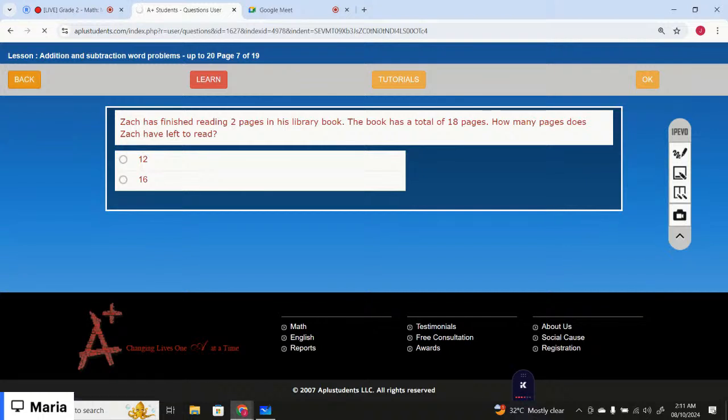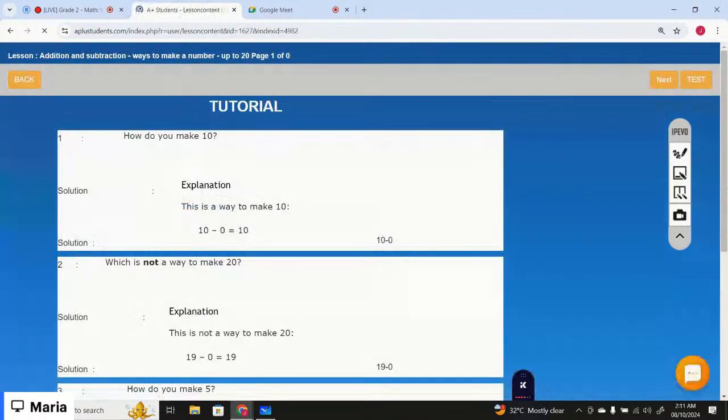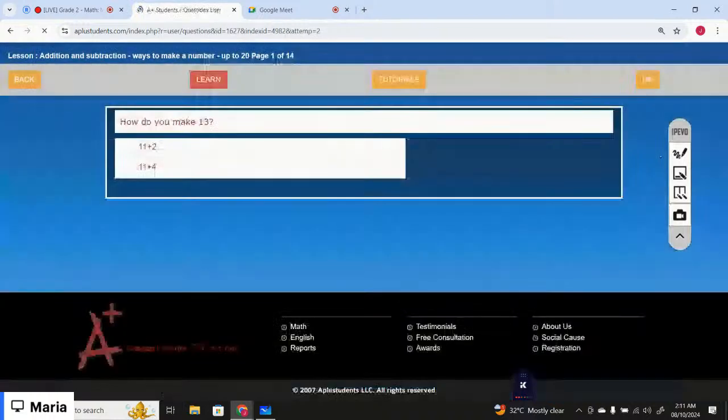And the next lesson is addition and subtraction ways to make a number up to 20. Let's just start with the next lesson. Okay, the next one is how do you make 10? So basically, you are given four options. You have to select the option that makes 10, right? But here in the tutorial, you are not given the options. So let's just start with the test questions.